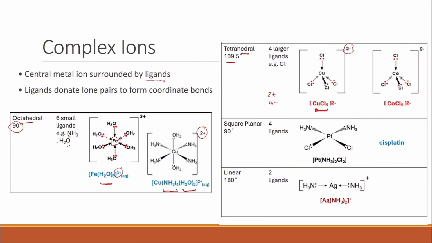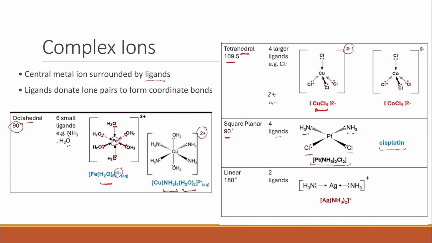Also, we could have 4 ligands surrounding a central atom or a central ion, and we end up with a square planar shape. And this is an exception. It's different from the tetrahedral, and you need to know that exception, which is cisplatin, or the platinum complex. So when you have platinum surrounded by 4 ligands, 2 of these are chloride ions and 2 of these are ammonia, you end up with this complex ion, and the shape of it is square planar rather than tetrahedral, and the bond angle here is 90.